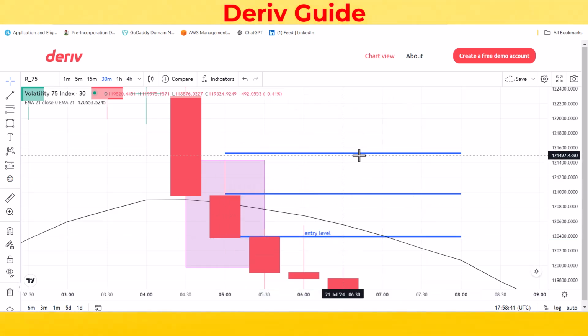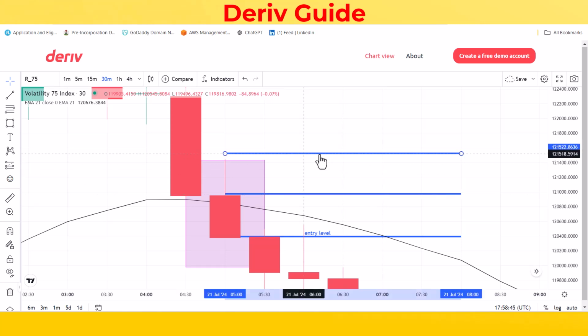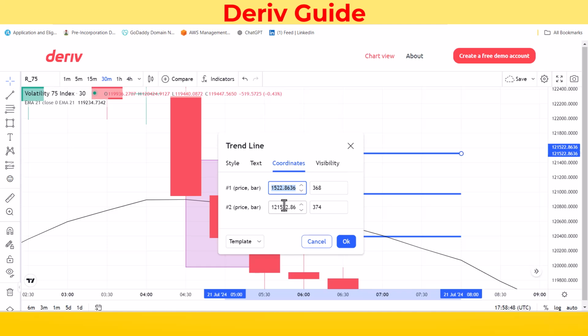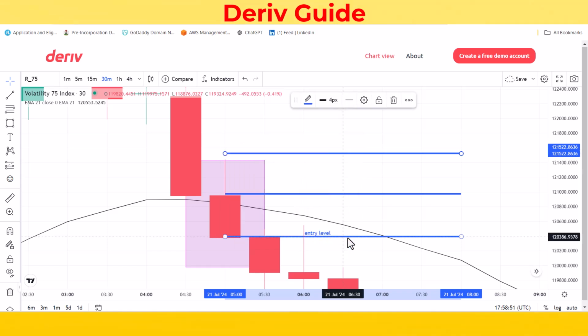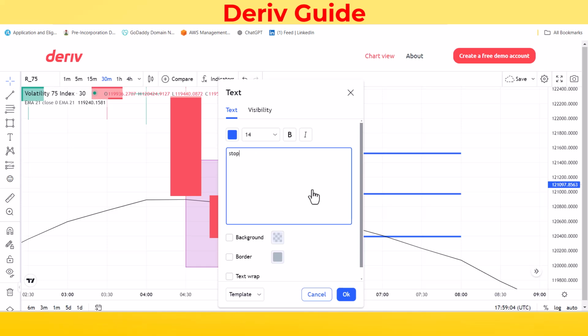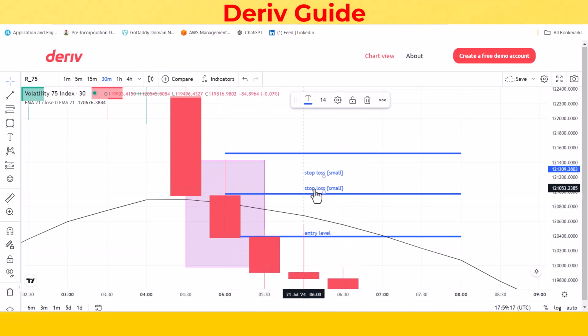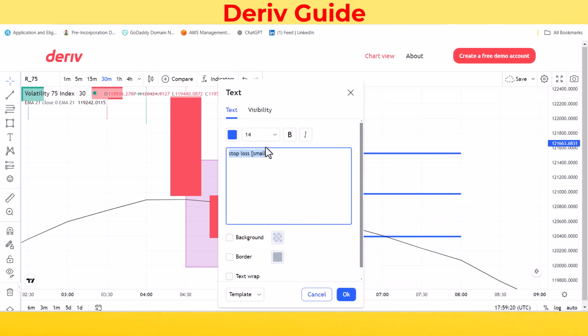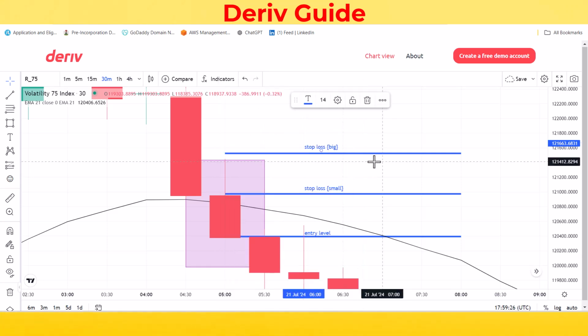Okay, so you have here stop loss. I call it small. Here you have big stop loss. All right.